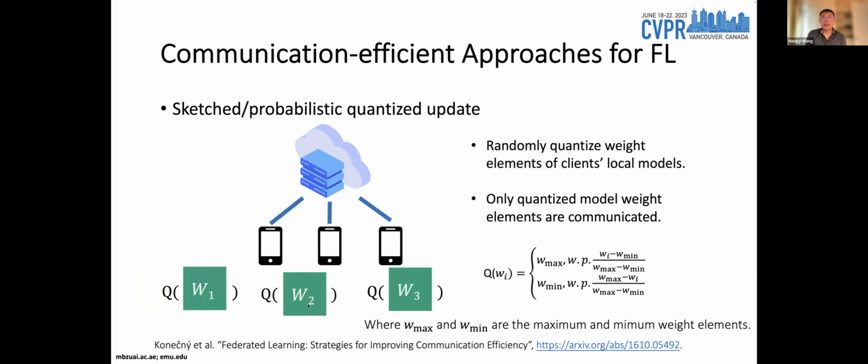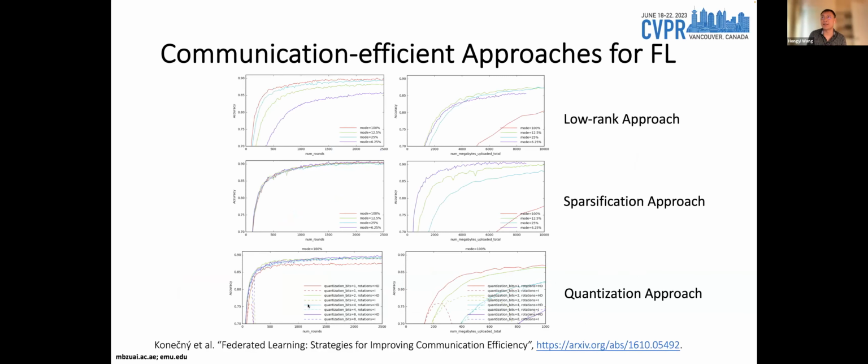Quantization can also be done here. This is quite a simple example of a two-level quantization. Each weight element can be quantized into either the minimum value or the maximum value of the model elements with a certain probability. It turns out all of these methods, the low rank, sparsification and quantization methods, can achieve good performance with respect to either convergence rate or the accuracy achieved given a certain amount of communication.